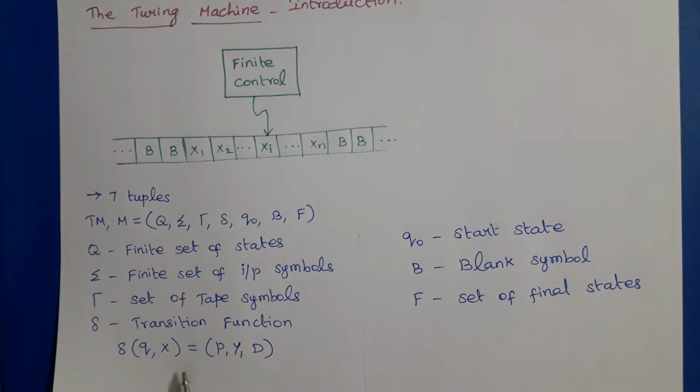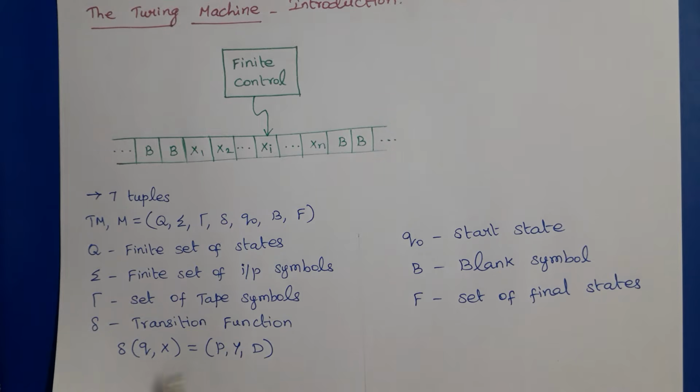So in one move, the Turing machine performs 3 operations. That is, the current state q is changed to the next state p. Sometimes it may be the same as the previous state. So this is the first operation. It changes the current state to the next state. Then the tape symbol x is replaced by y, another tape symbol, and this tape symbol may also be the same as the previous tape symbol. Then the third one is the direction of the tape head. So D represents the direction of the tape head.